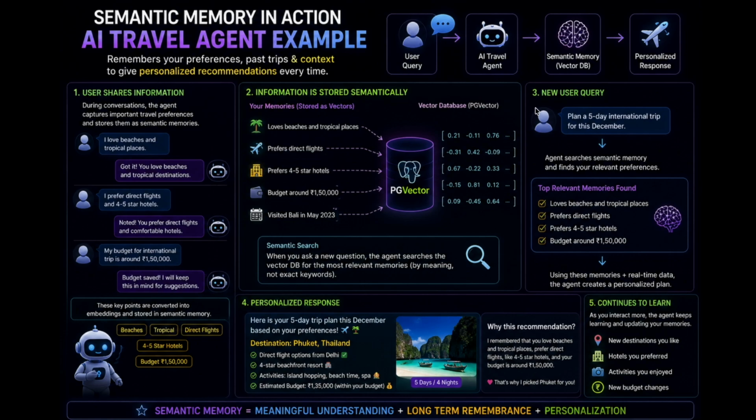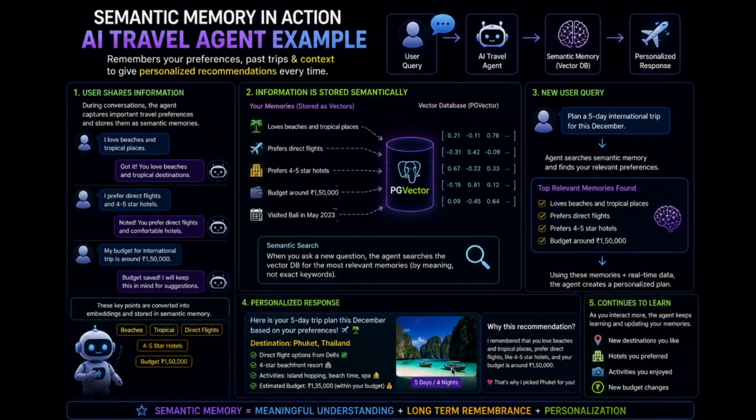Then the third step is the user asks a question like, plan a 5-day international trip for this December. The agent searches the semantic memory and finds your relevant preferences. From the database, it fetches this information: loves beaches and tropical places, prefers direct flights and 5-star hotels, and the budget. All these details will be fetched by the AI agent. Using these memories plus real-time data, the AI agent will give you an answer.